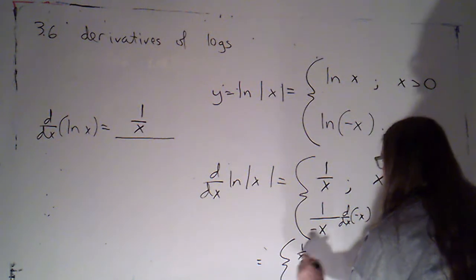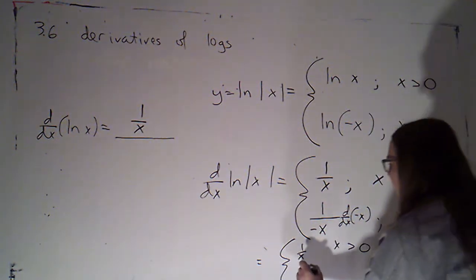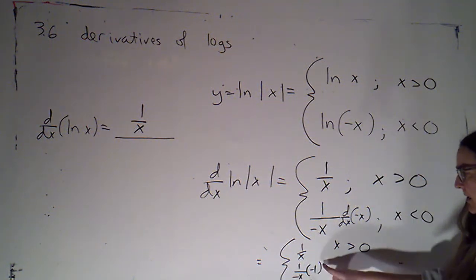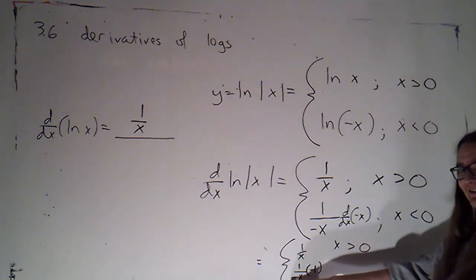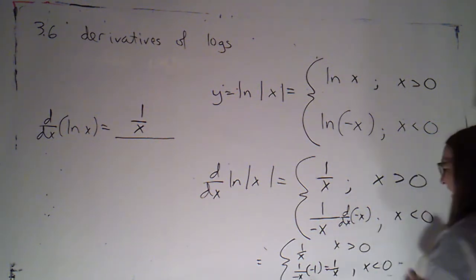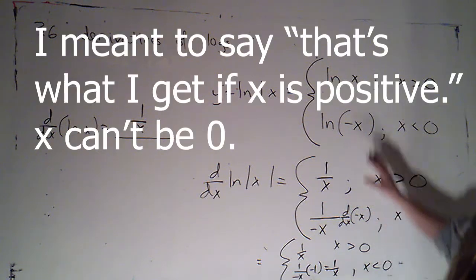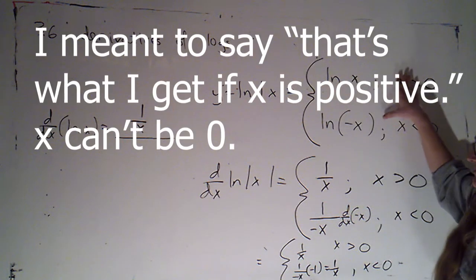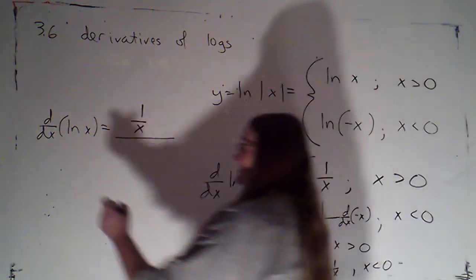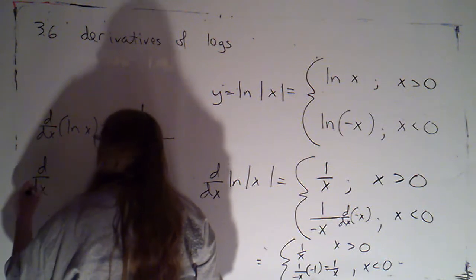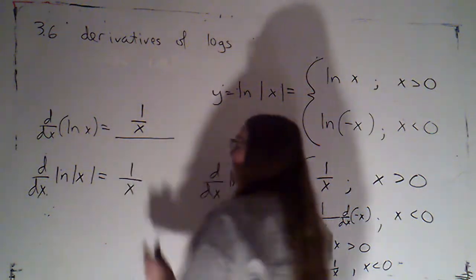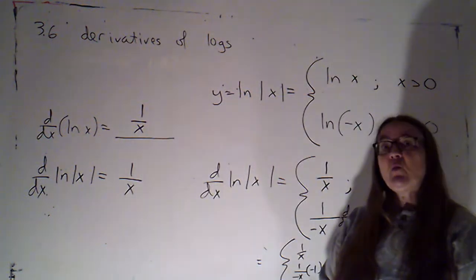So I get 1 over x if x is positive. I get 1 over negative x times negative 1, and those negatives are going to cancel. So I actually just get 1 over x, and that's what I get if x is less than 0. So even though I had to write this function piecewise, I don't have to write its derivative piecewise. It is also true that the derivative of the natural log of the absolute value of x is just 1 over x.